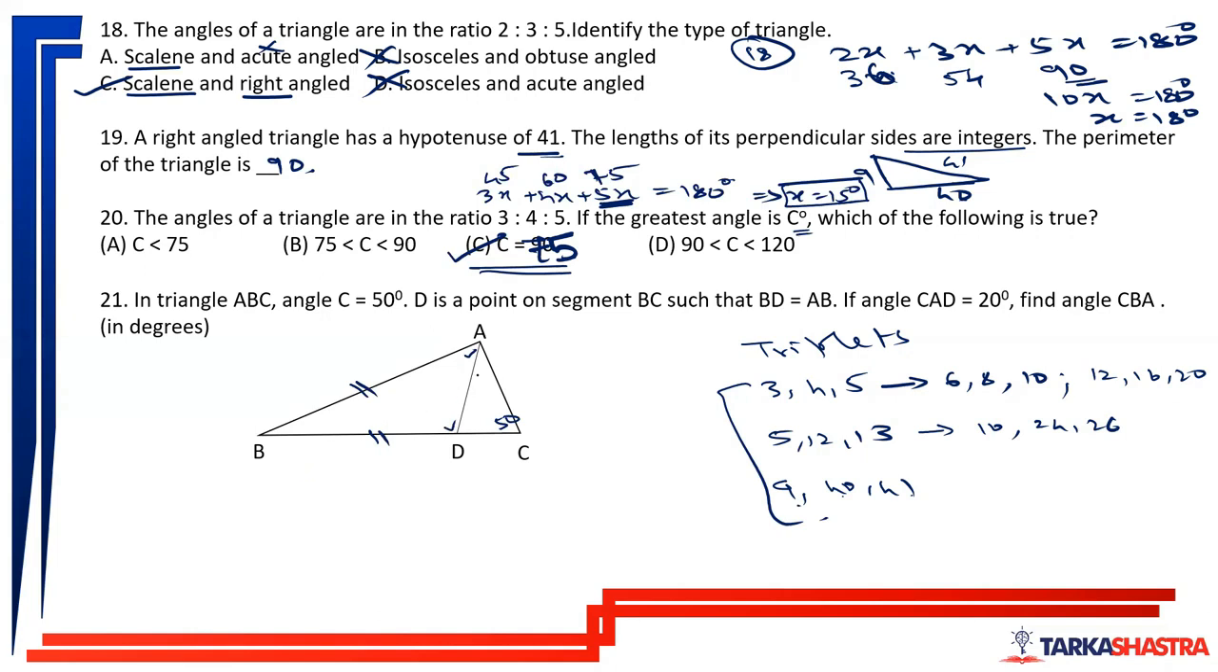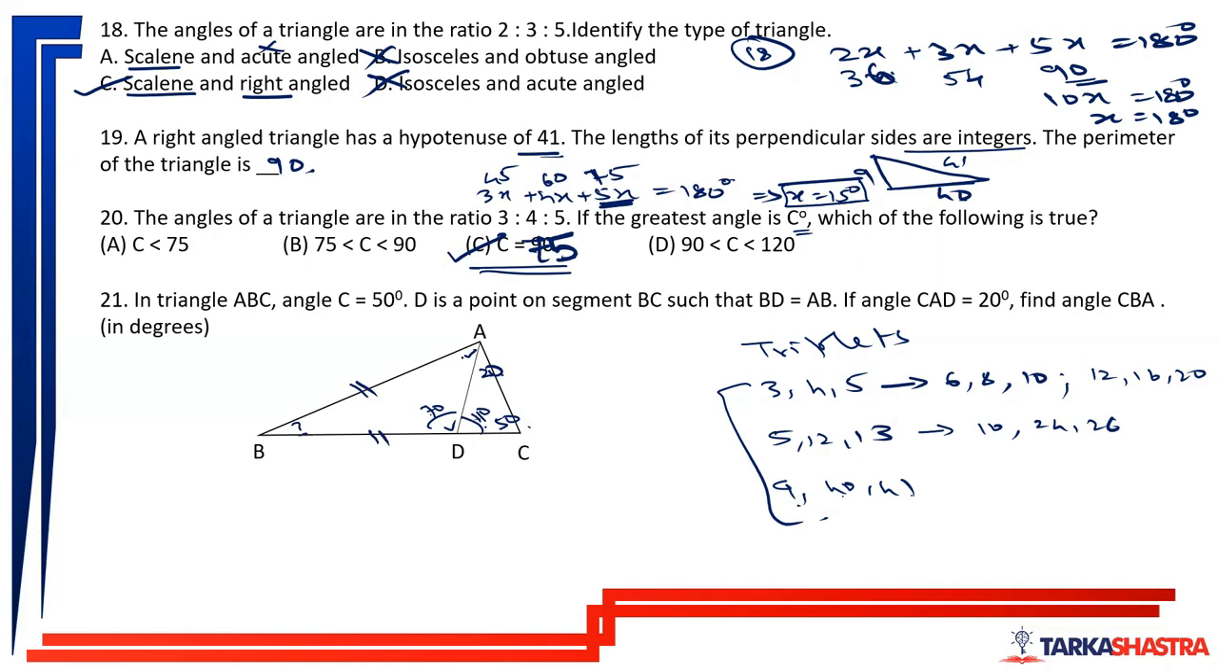Angle CAD is 20 degrees, provided. Then they are asking us to find angle CBA. So if this is 20 and this is 50, this has to be 110. Why 110? Because the sum of the angles of the triangle is 180. If this is 110, this has to be 70 degrees.